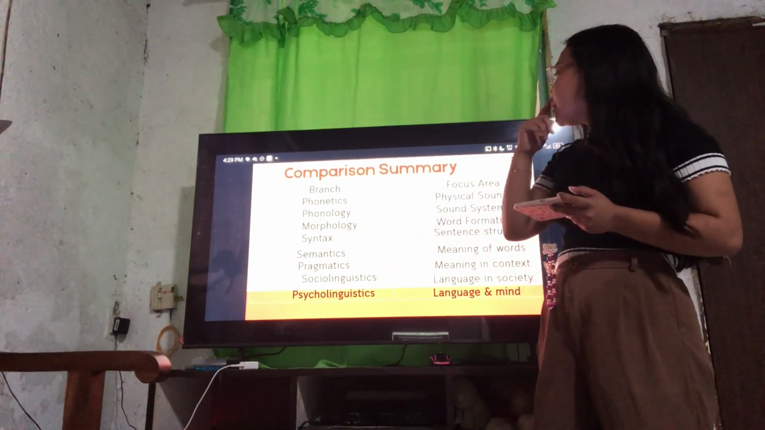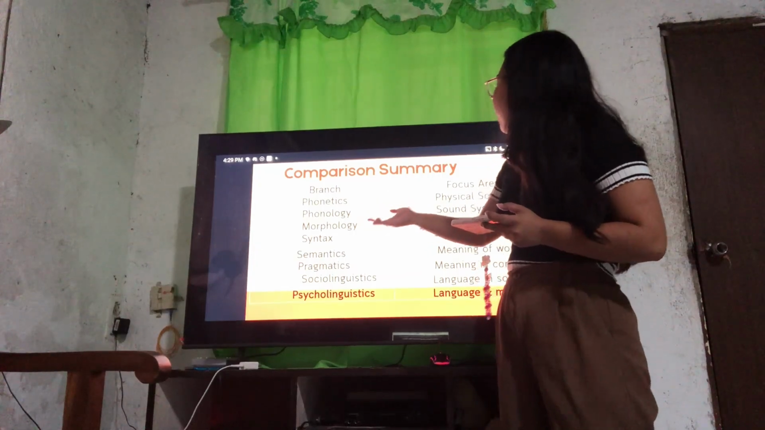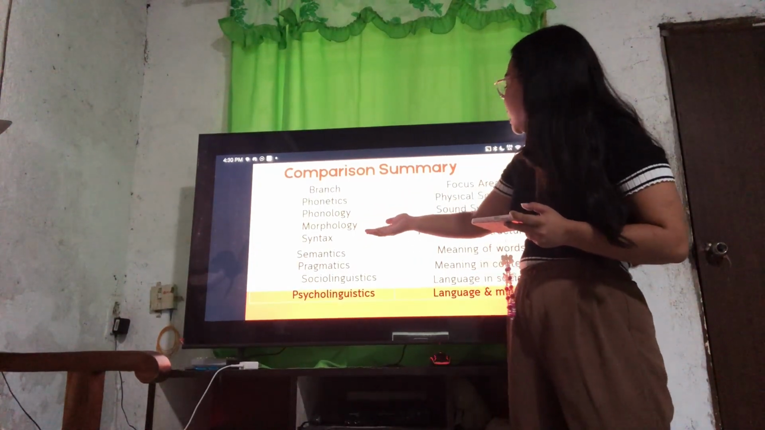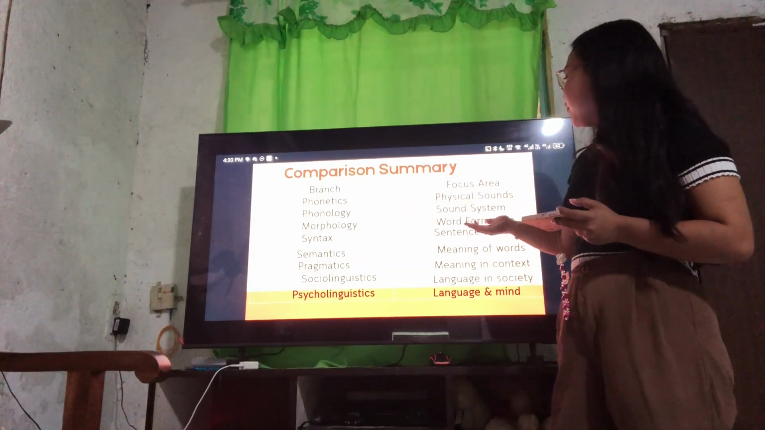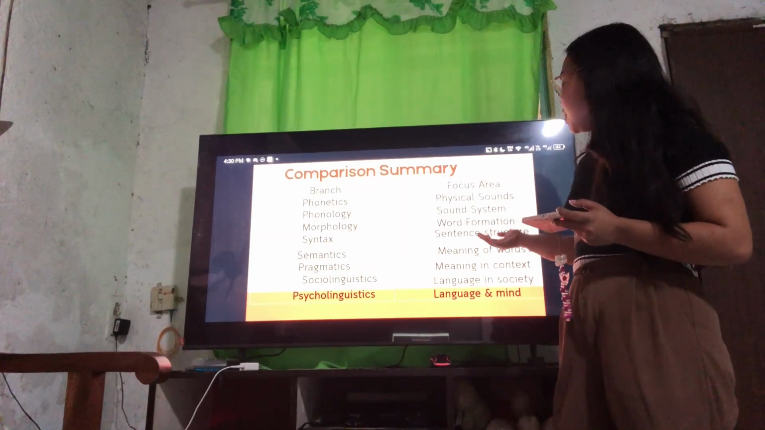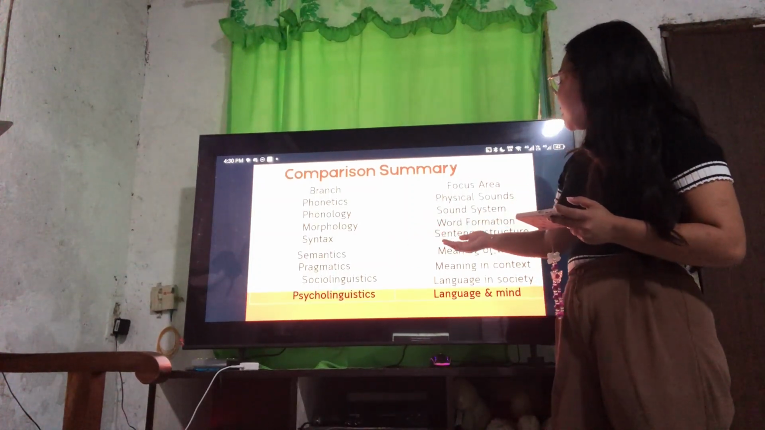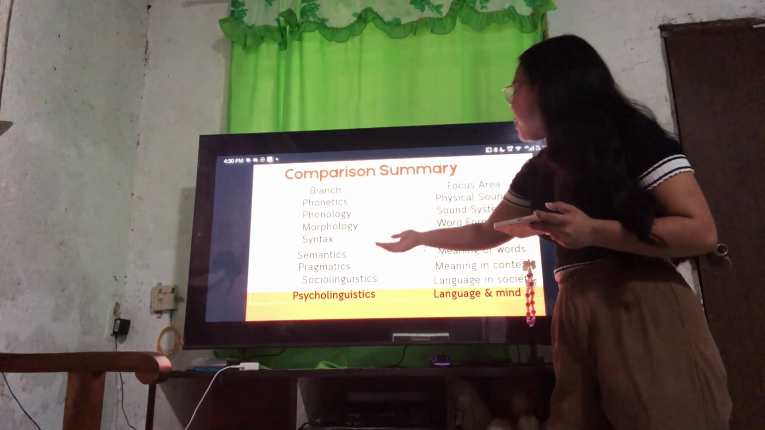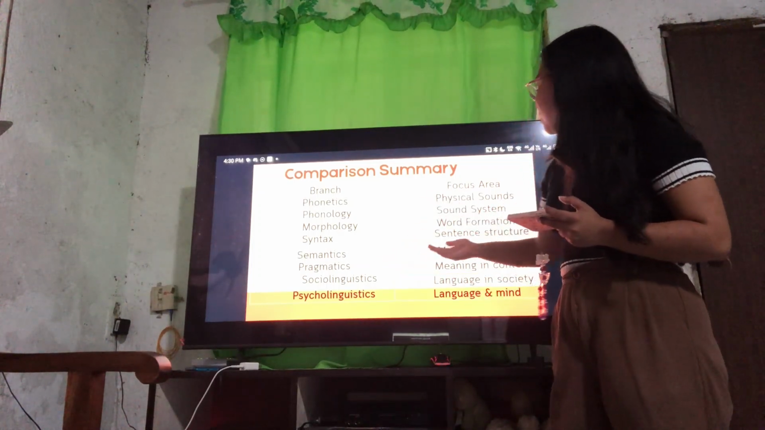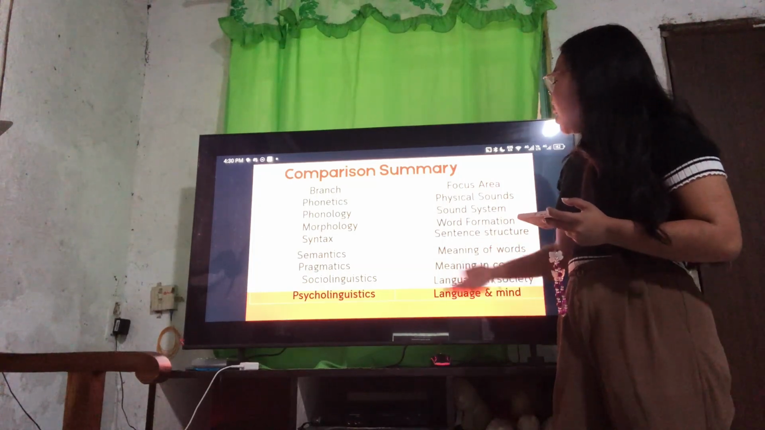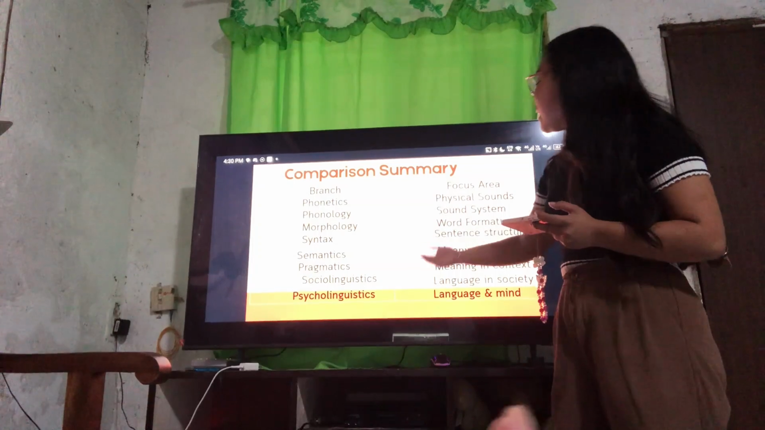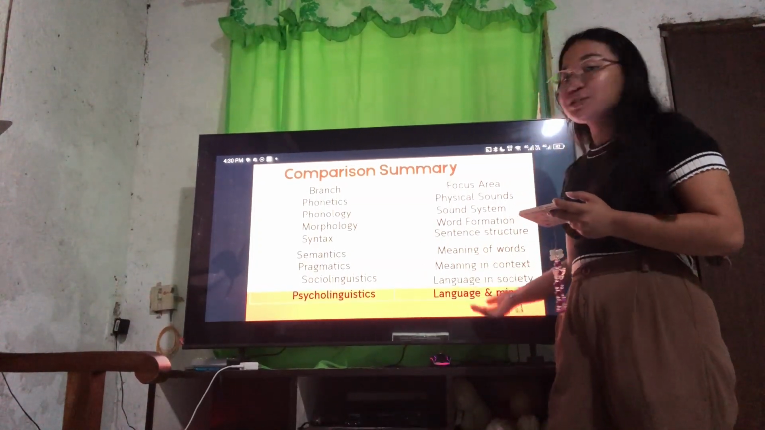Comparison summary. The branch is phonetics, focus area, physical sounds. Branch, phonology, focus area, sound system. Branch, morphology, the focus area is word formation. Syntax, the focus area is sentence structure. Semantics, focus area, meaning of words. Pragmatics, focus area, meaning in context. Sociolinguistics, focus area, language in society. Psycholinguistics, focus area, language and mind.